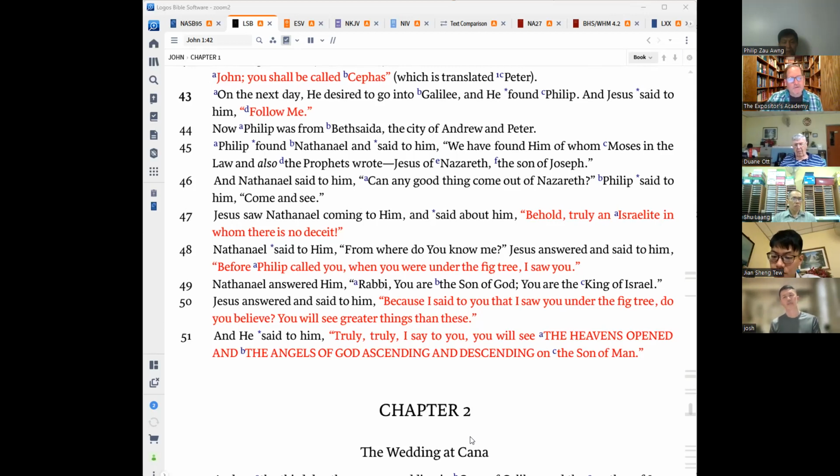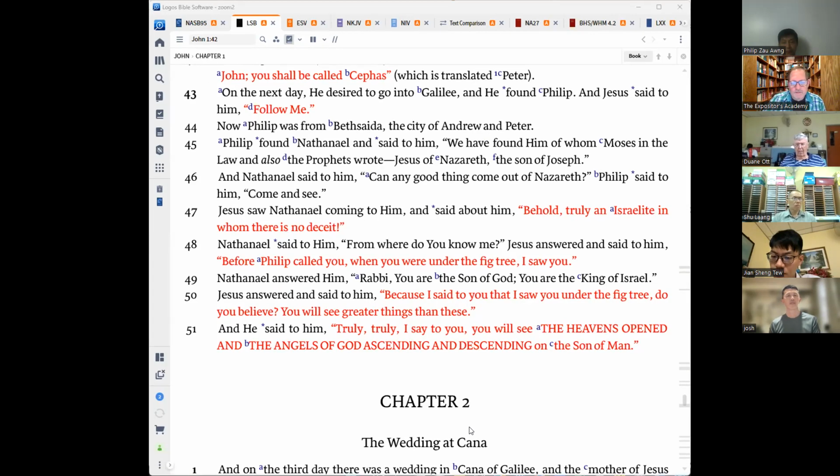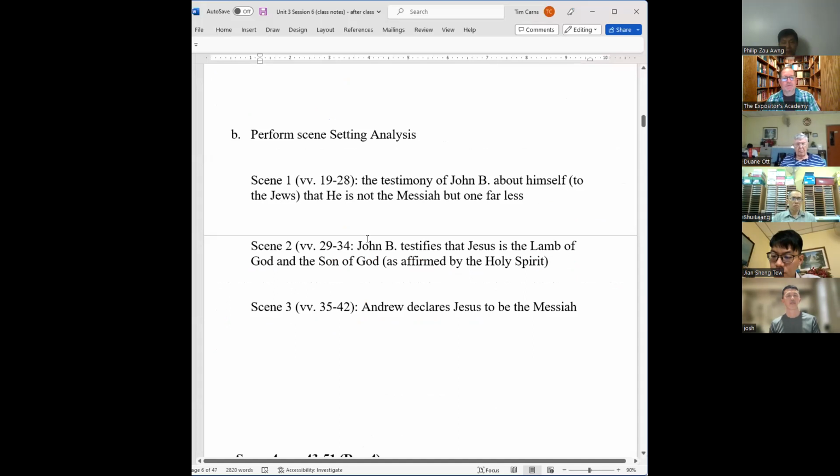Okay, so we've already looked at in detail the first three scenes of this particular story and done the scene analysis. If you remember, the scene analysis includes identifying the setting of the scene, the key characters, the important dialogue from those characters, key narrator comments, and then a summary of the scene and observations from the scene. We finished the first three scenes doing that over the last few sessions.